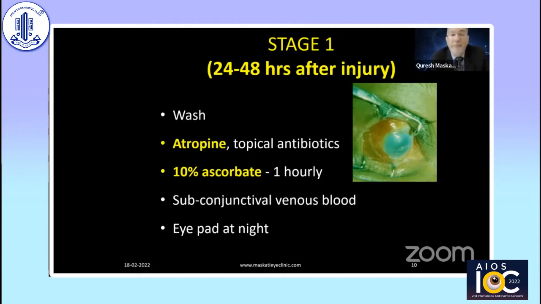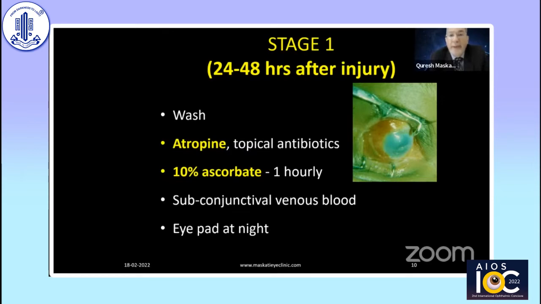If you don't have IV vitamin C available, simply take a 500 milligram tablet of vitamin C. These are freely available and very cheap, and dissolve it in 5 ml of saline or water or lubricant, whatever you like, and that makes it 10%. So it's very easy. One tablet of 500 milligrams dissolved in 5 ml of liquid, and you get your 10%. Put it every hour. And another thing which is very cheap, or free of charge, is the use of the patient's own venous blood.